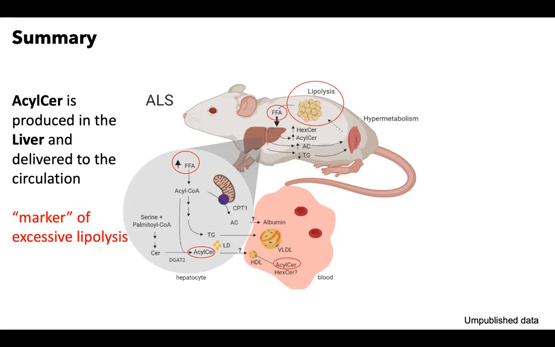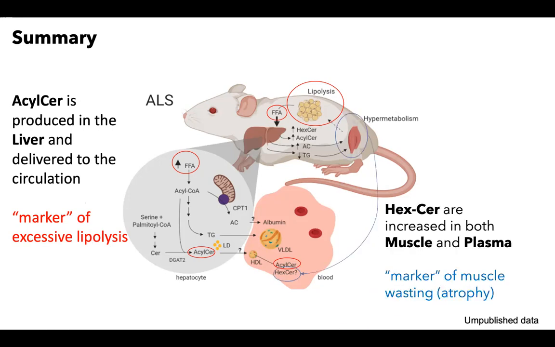So to summarize this part, acylceramide is produced in the liver and delivered into the circulation. It seems to be a marker for excessive lipolysis in the adipose tissue. And acylceramides are both increased in muscle and in the circulation, so it seems to be a marker for muscle atrophy.